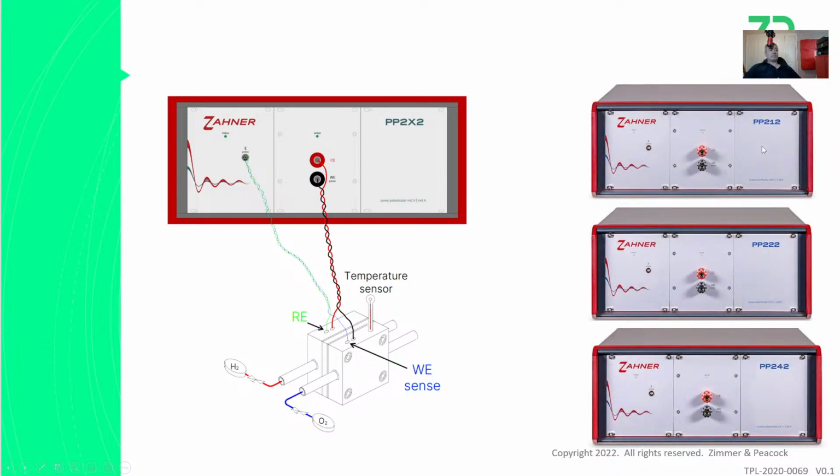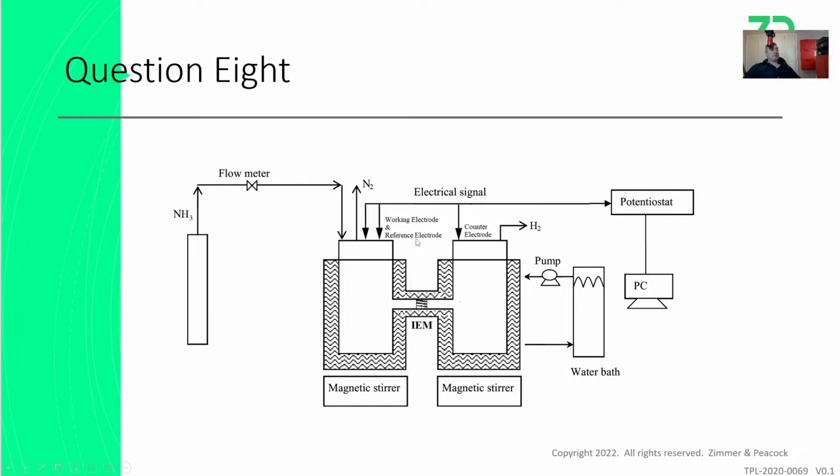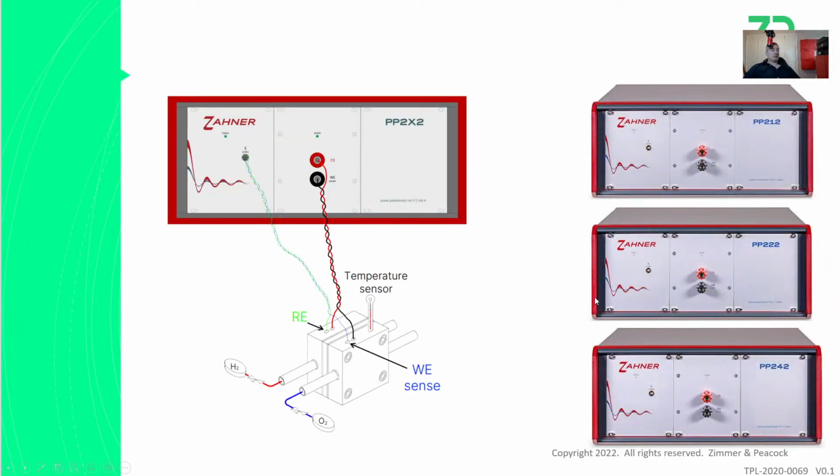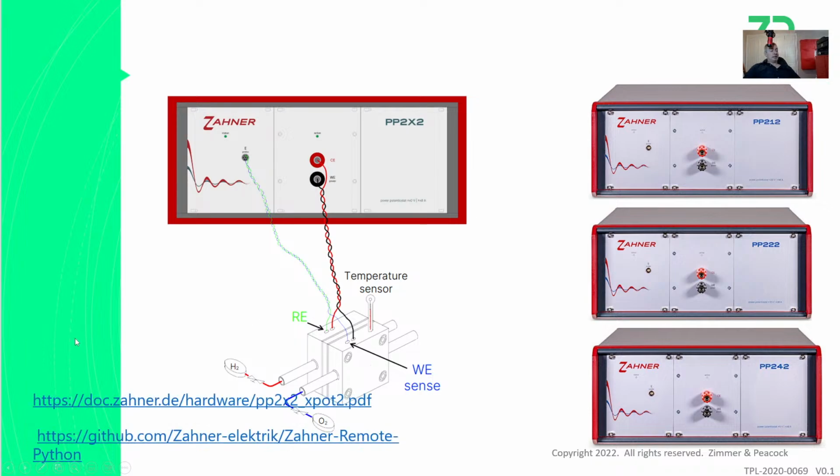And they do like a PP212, PP222, and a PP242. And all the numbers really mean are greater power requirements. So the larger your cell and the higher your currents and the greater the voltages you want to apply, the higher the model you require. But if you keep everything fairly low power, then you can use a PP212. A couple of useful links as well, and I'll put those under the videos as well.